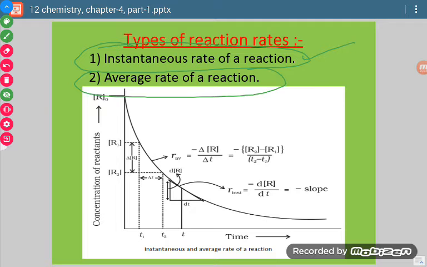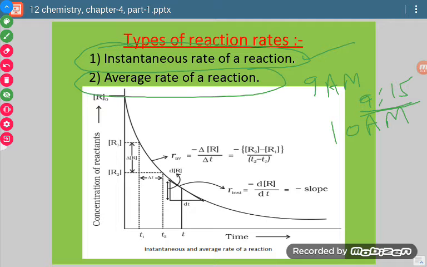Okay. Now, what does it mean? It means that suppose I am starting a reaction at 9 a.m. and it is completing at 10 a.m. Then if I am checking the rate of reaction at a particular instant of time, just like at 9:15 I am checking the rate of reaction, then it will be termed as instantaneous rate of reaction.